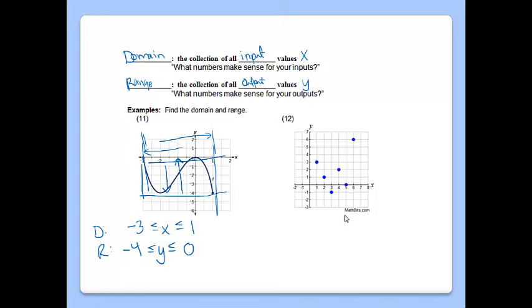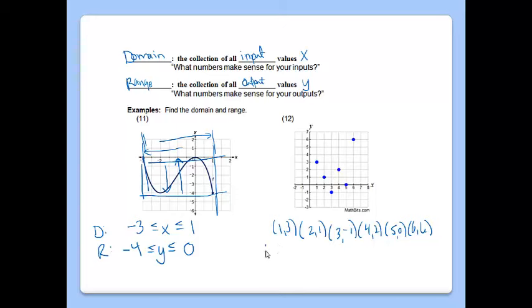Okay, let's look at number 12. This is also asking us for the domain and the range. The easiest thing to do on this one is to actually list these points. I'm just going to start at the furthest left point. That is the point (1, 3). The next one is the point (2, 1). The next point is (3, -1). The next one is (4, 2). The next point is (5, 0). And then the last one is (6, 6).